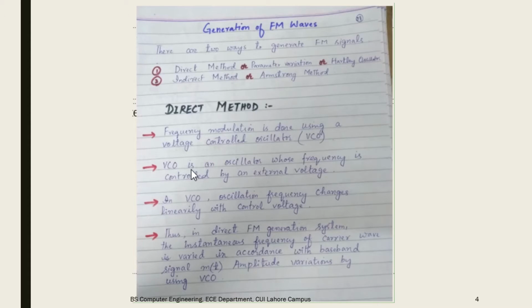The direct method, which is also known as the parameter variation method, is a method where the baseband or modulating signal directly modulates the carrier. The carrier signal is generated with the help of an oscillator circuit, and in this method frequency modulation is done using a voltage controlled oscillator, which is also known as VCO. VCO is an oscillator whose frequency is controlled by an external voltage.